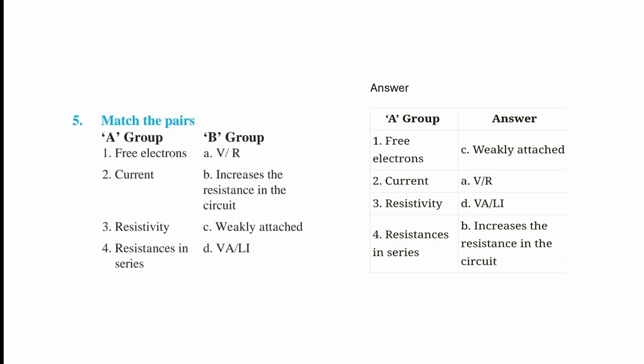Answer. Group A. 1. Free electrons. C. Weakly attached. 2. Current. A. V by R. 3. Resistivity. D. Rho. 4. Resistances in series. B. Increases the resistance in the circuit.